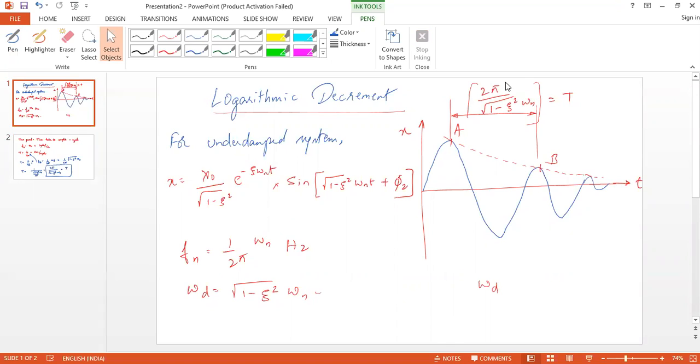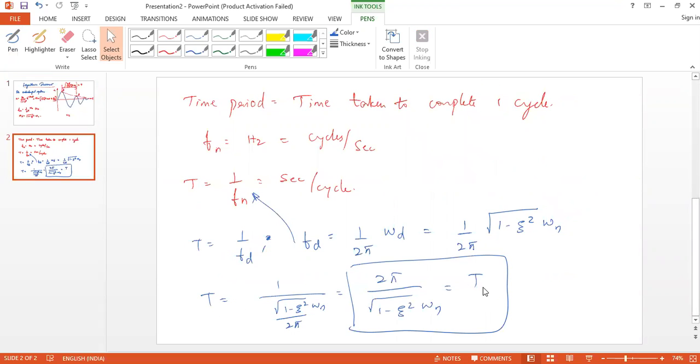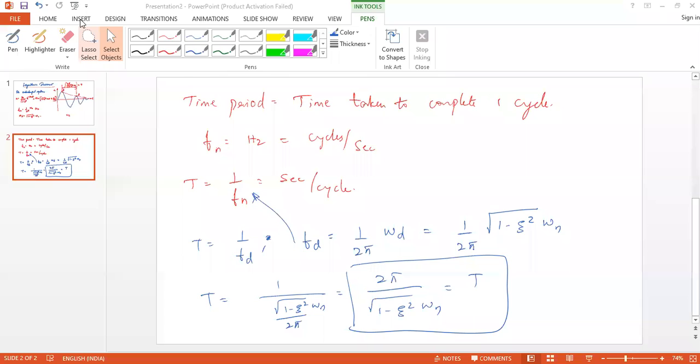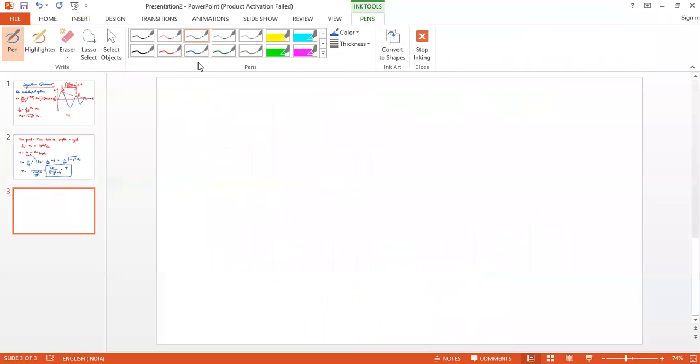Okay, is it clear? The time taken for one cycle is 2 pi by root of 1 minus zeta square omega n. This is the time period. Okay, that is what I have written here. Any doubt?